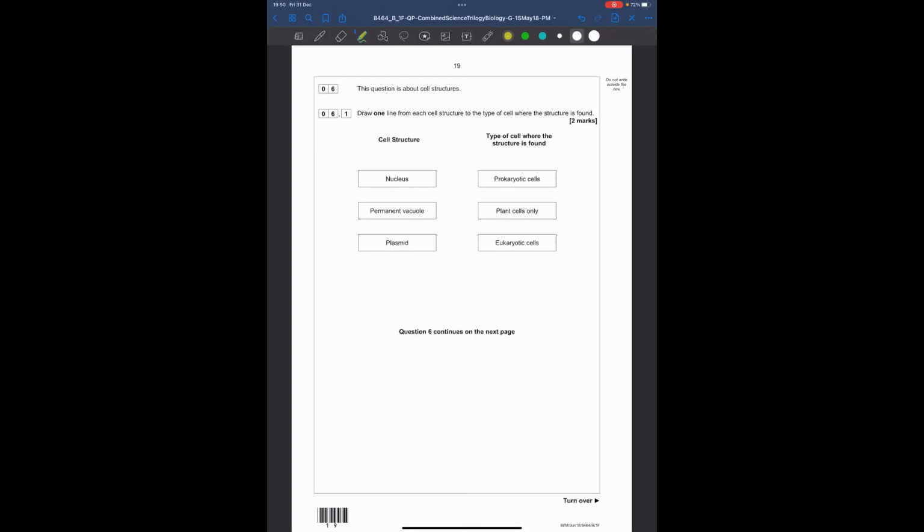So question number 6 then is about cell structures. Draw one line from each cell structure to the type of cell where it is found. So the nucleus then is a type of eukaryotic cell. Okay, a permanent vacuole is found in plant cells, and a plasmid, that is where DNA is found, is in a prokaryotic cell. Prokaryotic means before nucleus. Okay, so it's a simple type of cell like a bacteria. Eukaryotic cells are like animal and plant cells.